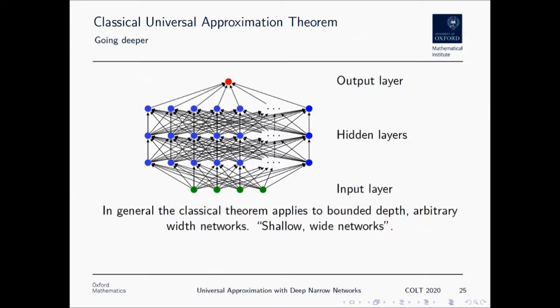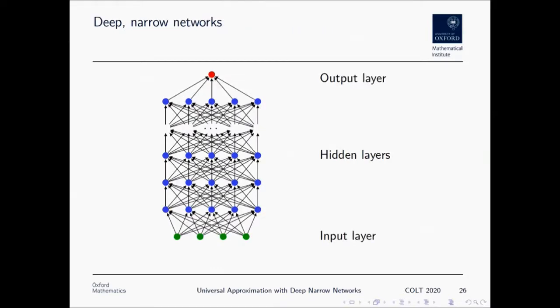Now, given this description, I think there's a natural question which the title of my talk rather gives away. And that question is, what happens if we take all of these hidden neurons, all of these blue dots in the middle, and turn them all around? And so instead of shallow wide, we have deep and narrow. This is really why I'm describing this as somehow transposed.